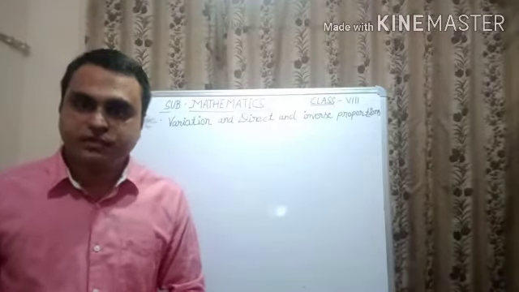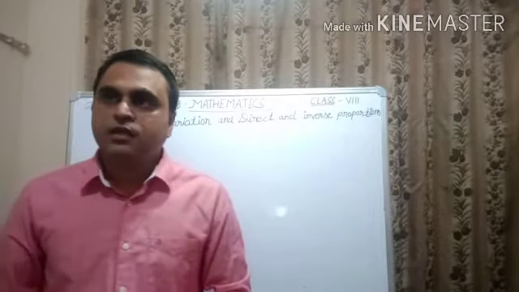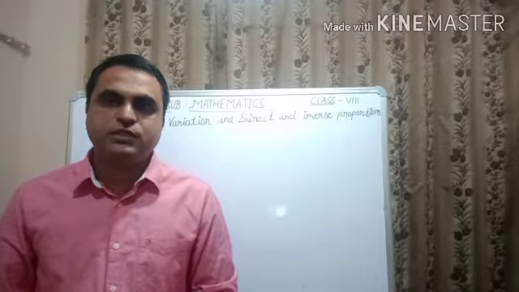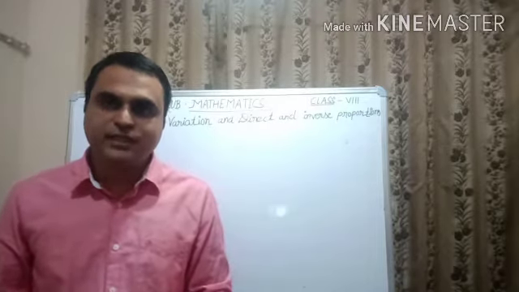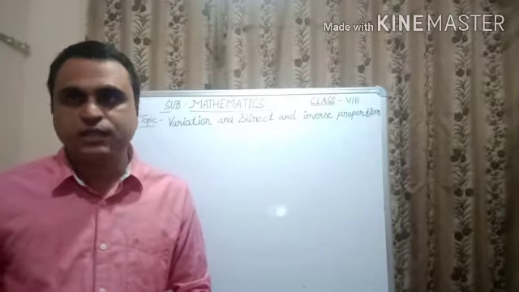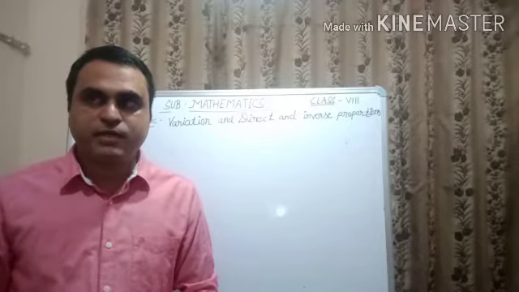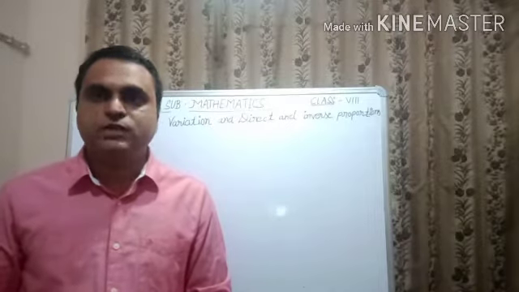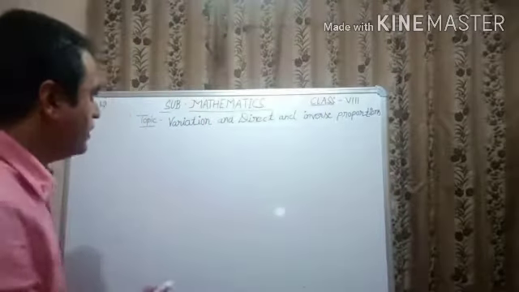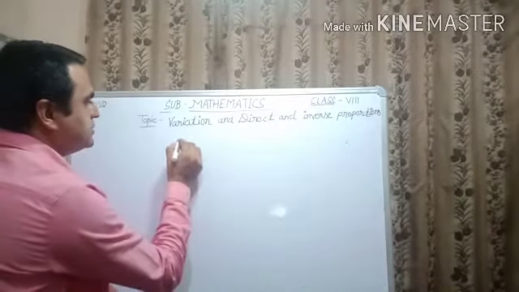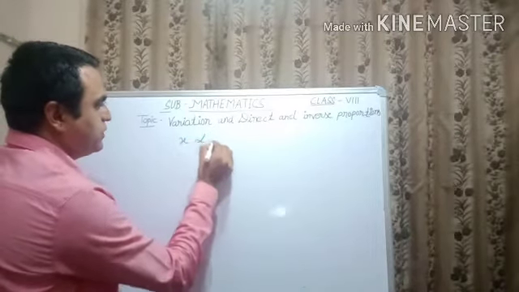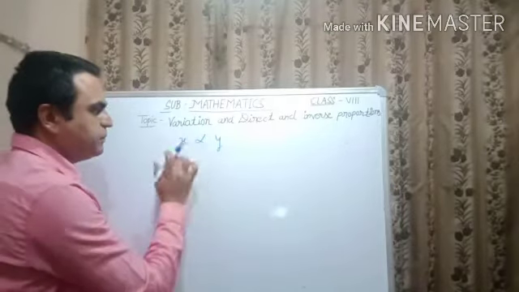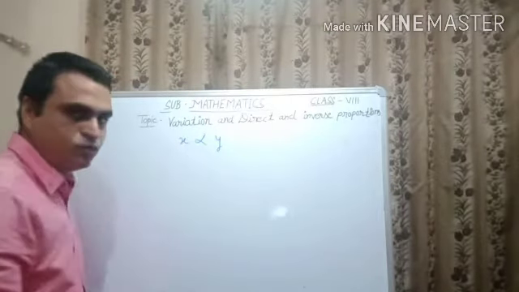Now the definition for direct proportion is: two quantities x and y are said to be in direct proportion if they increase or decrease together in such a manner that the ratio of their corresponding values remains constant. Here x is directly proportional to y. This is the sign of proportion.